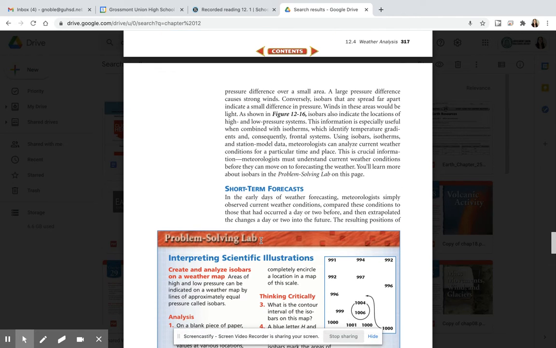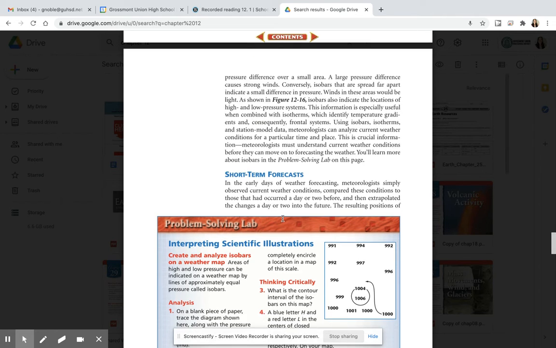A large pressure difference causes strong winds. Conversely, isobars that are spread far apart indicate a small pressure difference. Winds in these areas would be light, as shown in Figure 12-16. Isobars also indicate the locations of high and low pressure systems. This information is especially useful when combined with isotherms, which identify temperature gradients and consequently frontal systems.